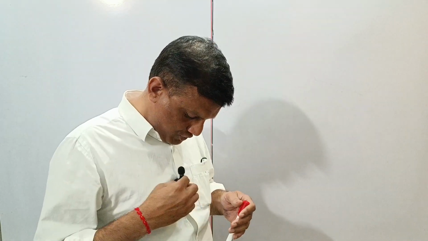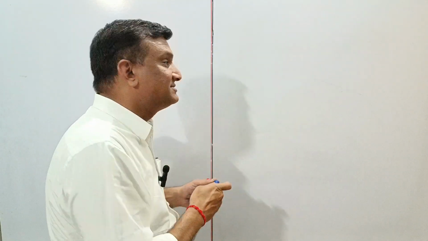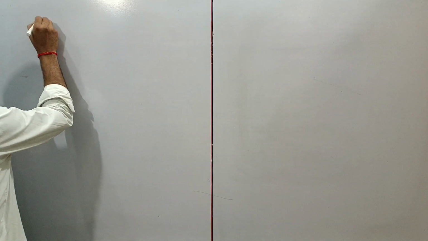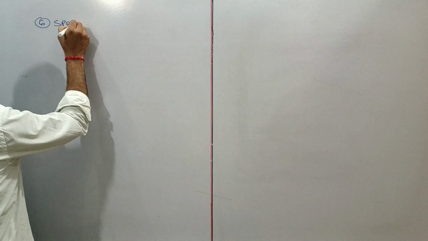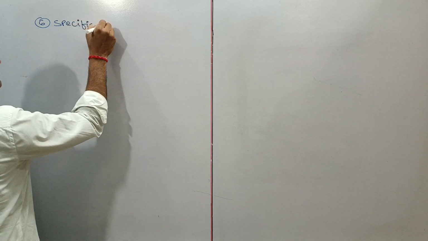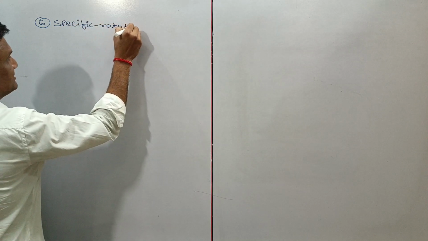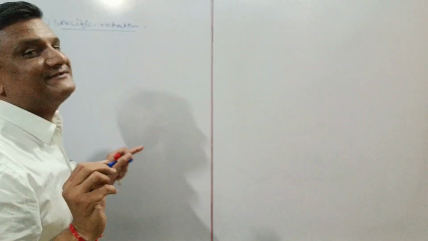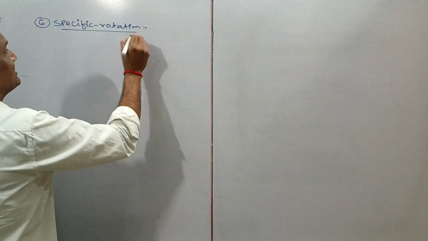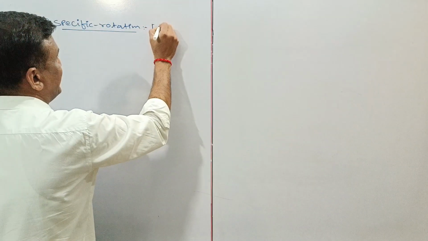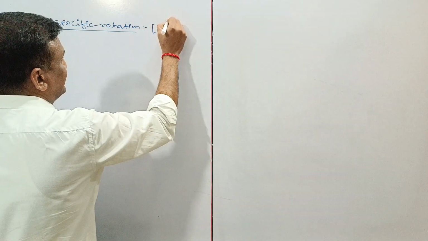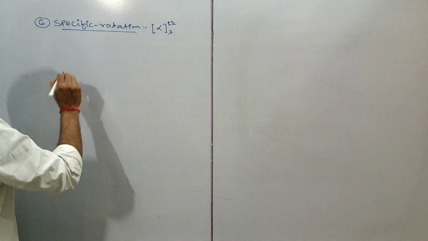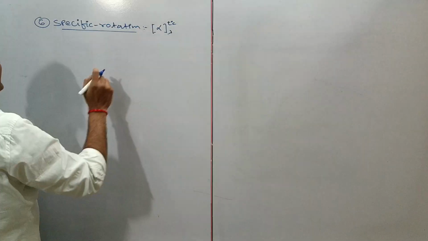Now I would like to go with the next topic, that is known as specific rotation. Specific rotation. First, we'll go with the meaning of specific rotation. If we'll go with the representation, then it can be represented by alpha, this is the T degrees Celsius, this is your lambda, denoted by alpha T degrees Celsius lambda.